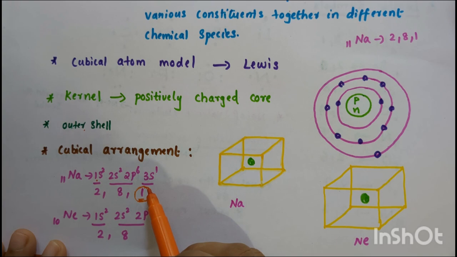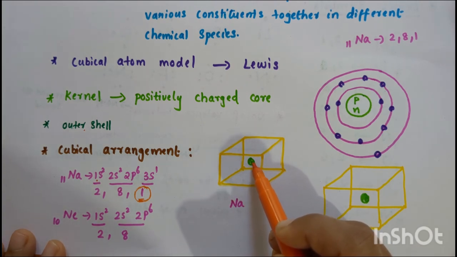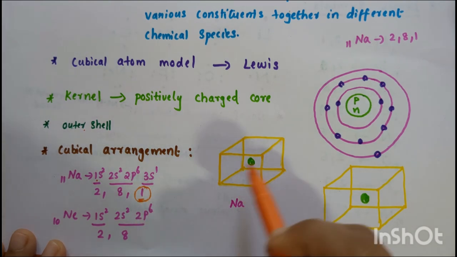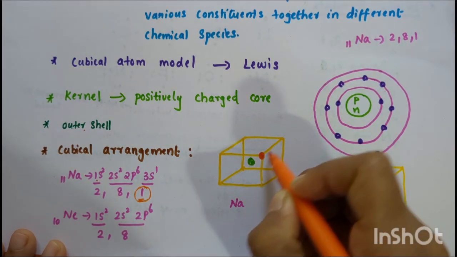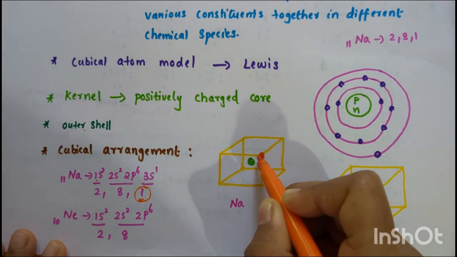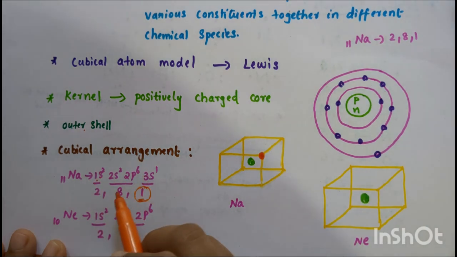This single outer shell electron of sodium would occupy one corner of the cube. Here I have just drawn a cube. Let us consider this green colored one as the kernel. The outer shell electron will occupy a corner of the cube surrounding this kernel. Only 1 electron is there, so it will be at one of the corners of this cube. There are 8 corners for a cube, so at one corner there will be the outer shell electron, as per this cubical arrangement of Lewis.